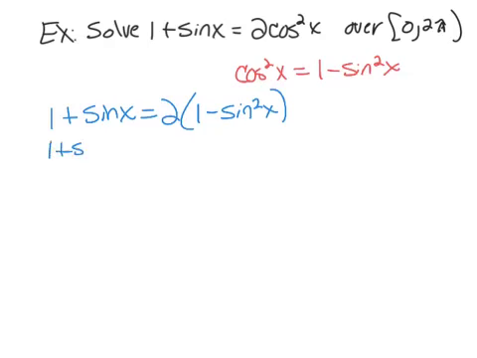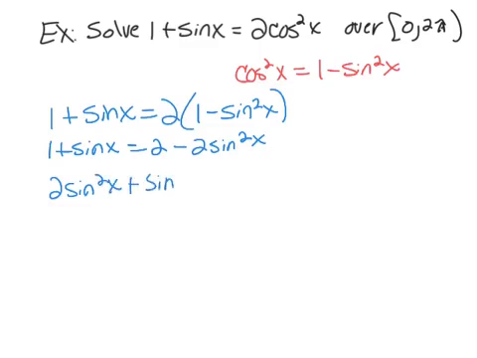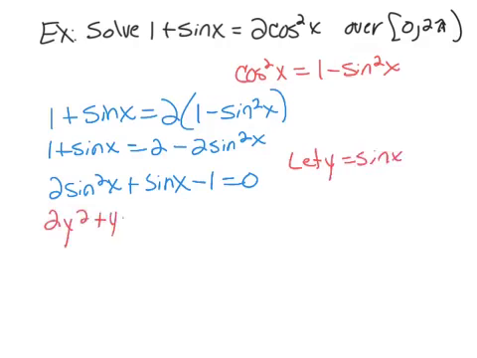So I have 1 plus sine of x. I'm going to distribute the 2, and then I'm going to add 2 sine squared of x to the other side, plus sine of x. I have a 1 minus a 2, so that's minus 1, and that's equal to 0. If I let y be equal to the sine of x, I can make this look a little bit better. 2y squared plus y minus 1 is equal to 0.